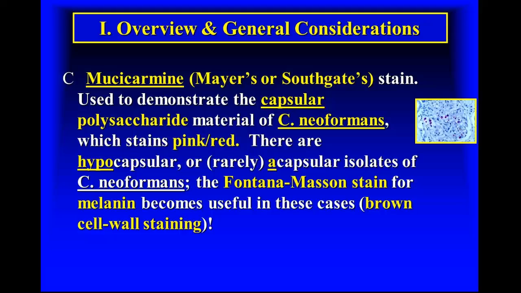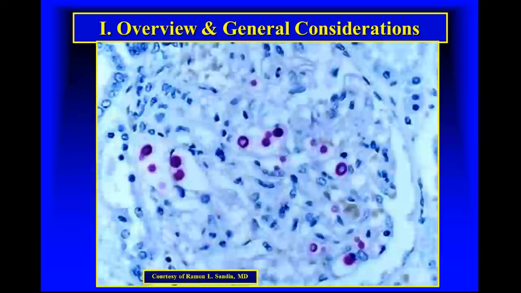And in those cases, there's another stain that we recruit called the Fontana-Masson stain, which is for melanin, because the only clinically relevant yeast that has a little bit of melanin on the cell wall that we can exploit diagnostically is Crypto, and it would stain brown with the Fontana-Masson.